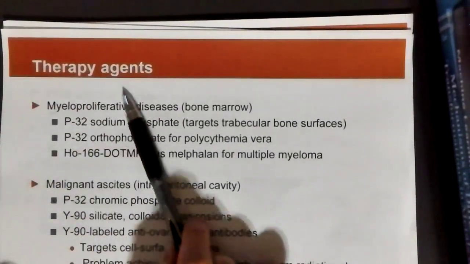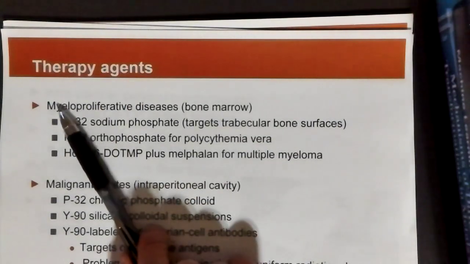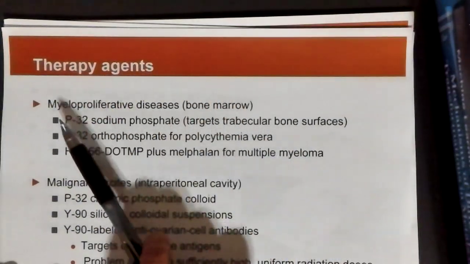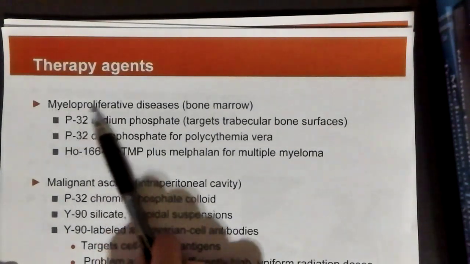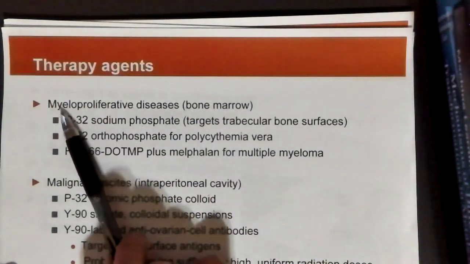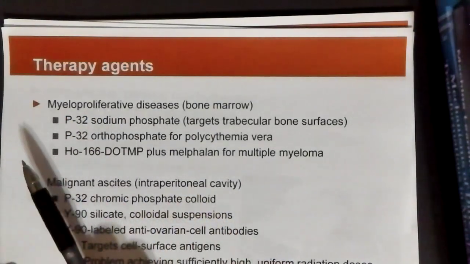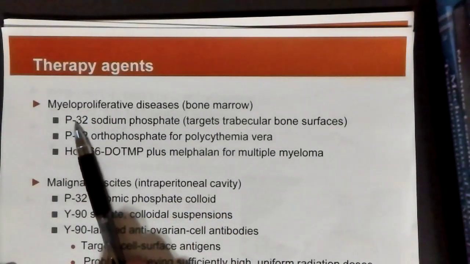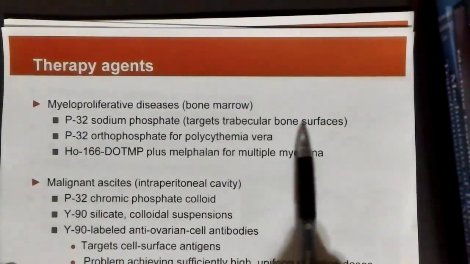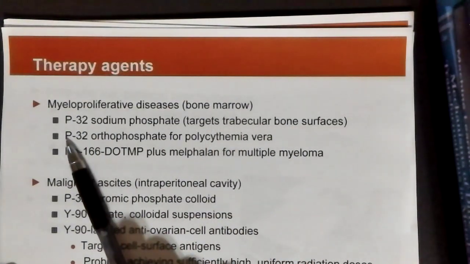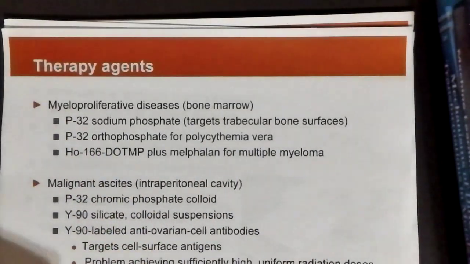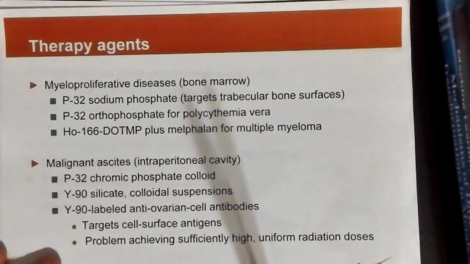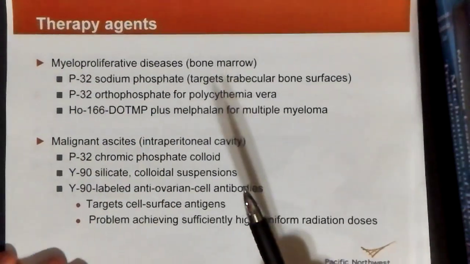All right, and we can also have therapy agents for various other cases. These are what are called bone marrow diseases, myeloproliferative diseases. So we have phosphorus 32. That's absorbed by the bone surfaces. And there are various other applications for bone marrow and such.